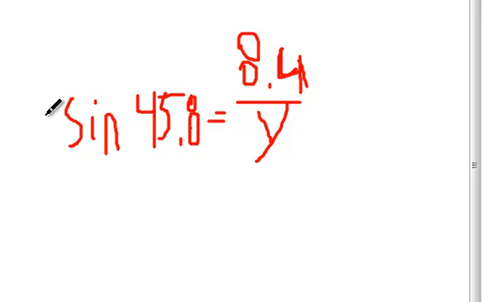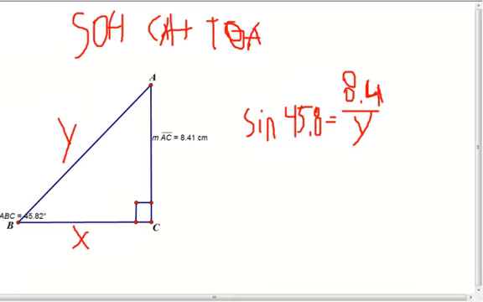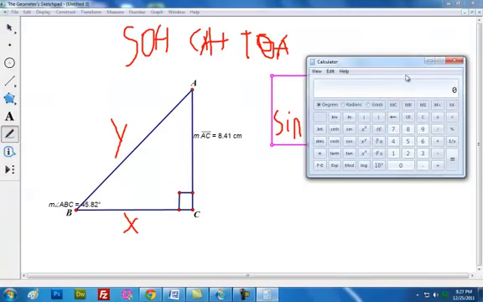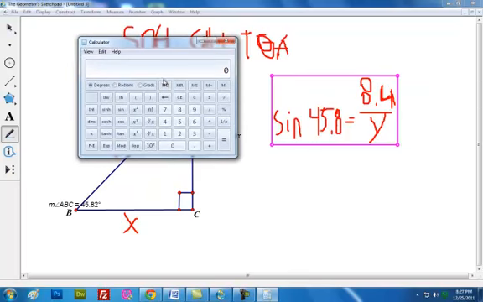So you're probably saying, how do we figure out what sine is? Well, you can just enter it in your calculator, and make sure it's doing it in degrees and not radians. Otherwise, your answer will be messed up. So sine of 45.8 degrees is about 0.72.